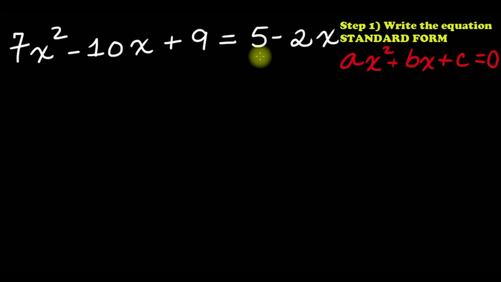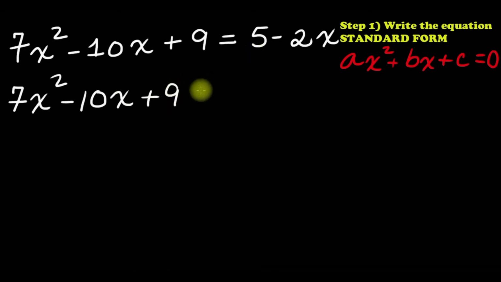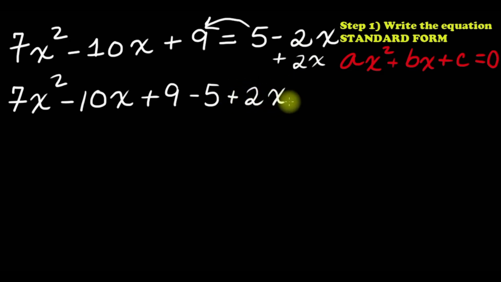So here, how do we get rid of the 5? Okay, so 7x squared minus 10x plus 9. So now we're going to minus 5, so that means we have negative 5 on this side, right? So minus 5. And then we're going to add 2x, okay, to get rid of the negative 2x. So that means we have positive 2x, right, on the left-hand side.